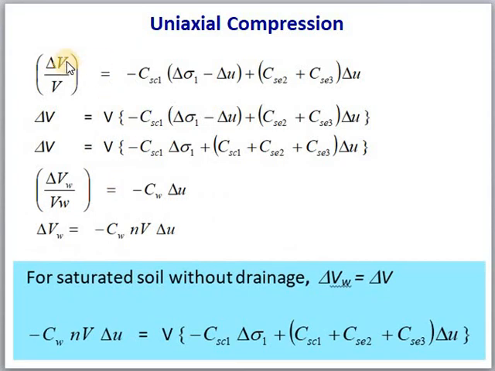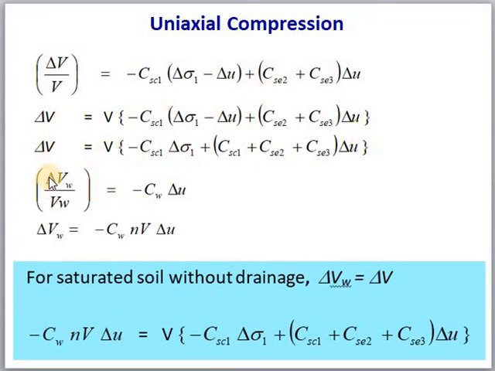Now we will just equate that delta V by V. We have two different compressibility: one is for expansion and one is for compression. So compression, it is for the direction 1. So that is minus CS1 into delta sigma 1 minus delta U. This is for direction 1. And direction 2 and 3, it is CSE2 plus CSE3 multiplied by delta U. Now just take V to the other side and you have this expression, delta V equal to V into this term.